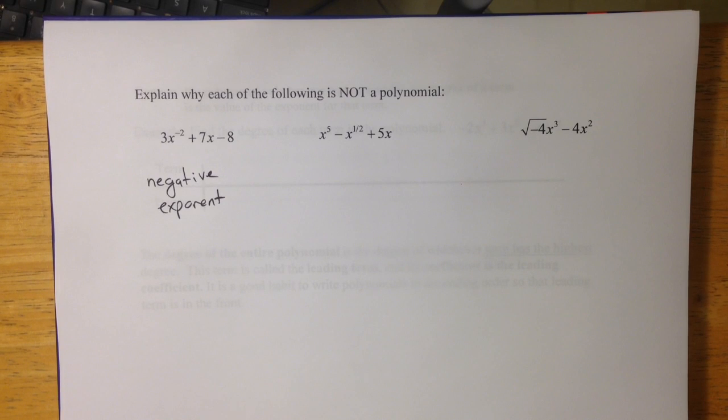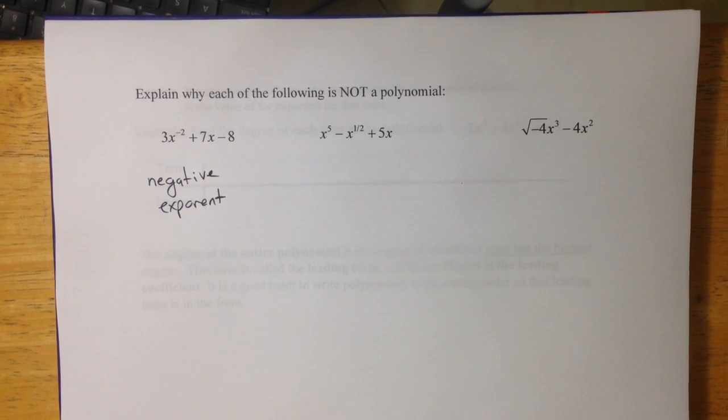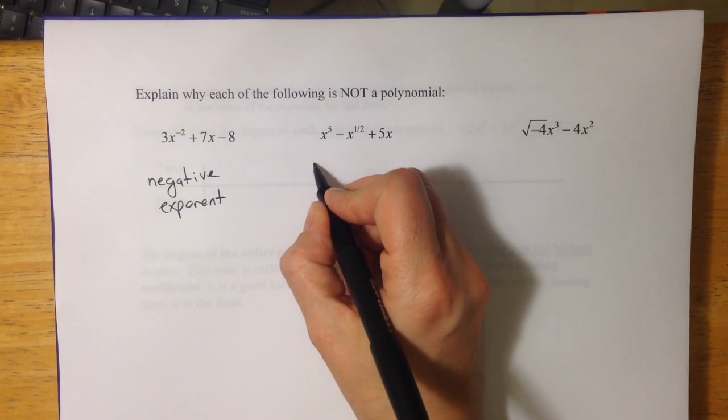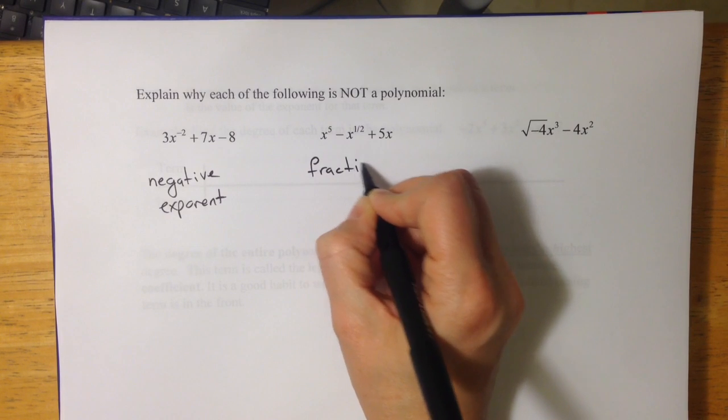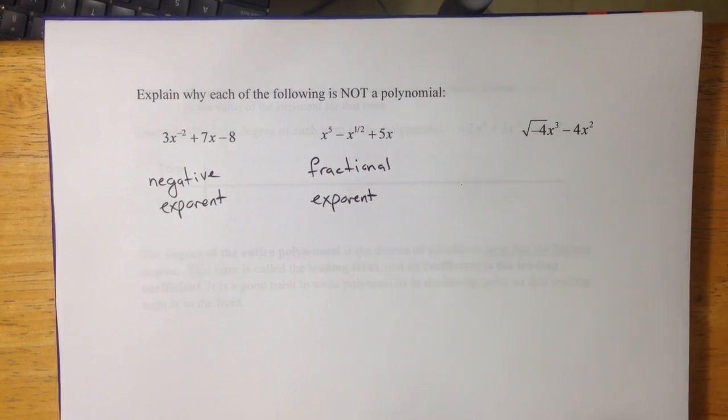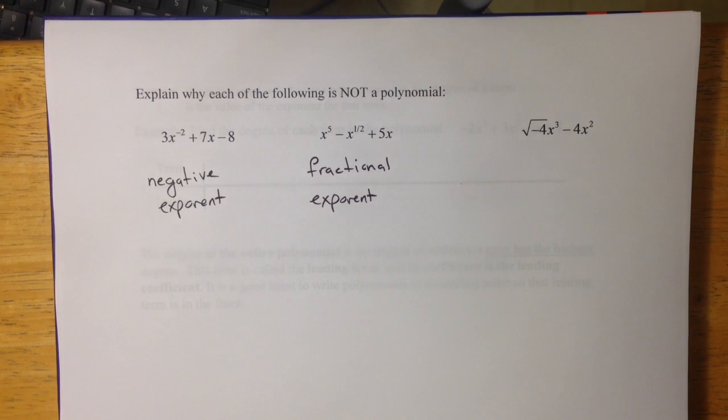This next one is x to the 5th minus x to the 1/2 plus 5x. This one also has an exponent problem because it has a fraction for an exponent. Remember that that would translate as the square root of x. That's definitely not something that we want in our polynomial.